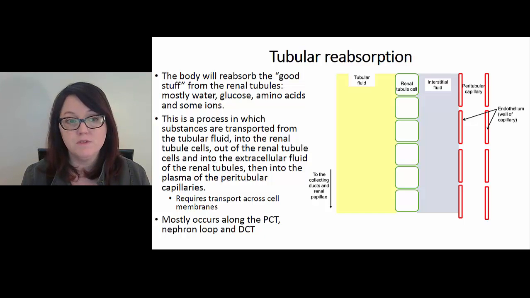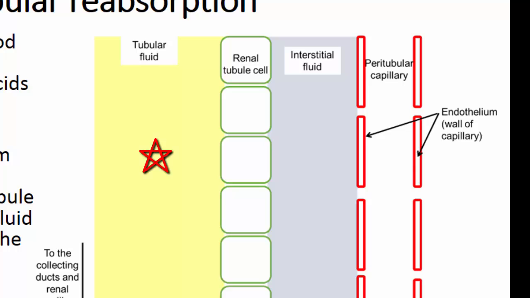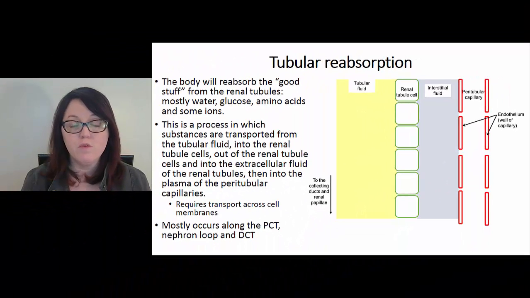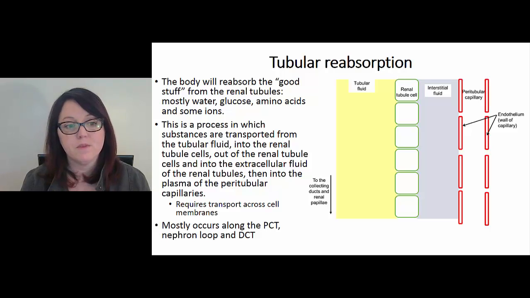So this is a process in which substances are transported from the tubular fluid across the wall of the renal tubule cell. So now the substance is inside the renal tubule cell. And then we have to get it out of the renal tubule cell and then into the extracellular fluid and then into a peritubular capillary. Okay. And so we're moving things across the cell membrane here, right? We have to move a substance across the cell membrane of the renal tubule cell to get it into the cell, but then to get it out of the cell and eventually into the blood, it has to cross a cell membrane again. So this does require transport across the cell membrane.